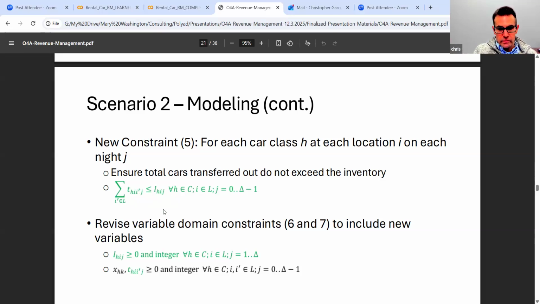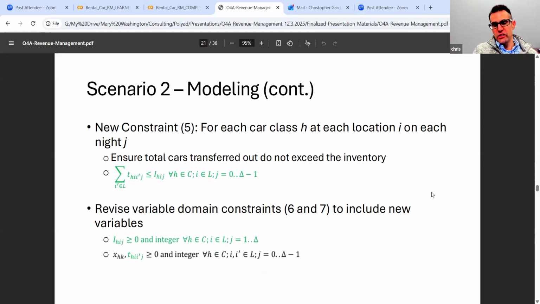Okay, and then, last of all, for our technicality, we need to revise the variable domain constraints 6 and 7 here. So Hij is going to be greater than or equal to 0 and integer. Again, we're going to do this for all car classes H, all locations I, and all days 1 to delta. And then I'm going to add something similar here for my decision variable for my transfers, to make sure that this is greater than or equal to 0 and also integer.